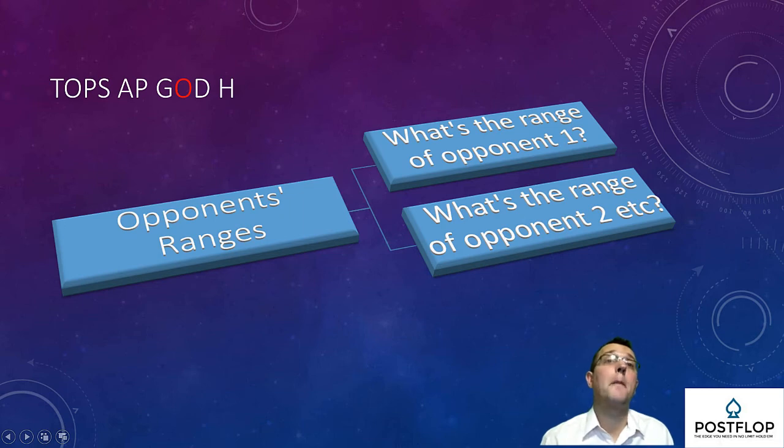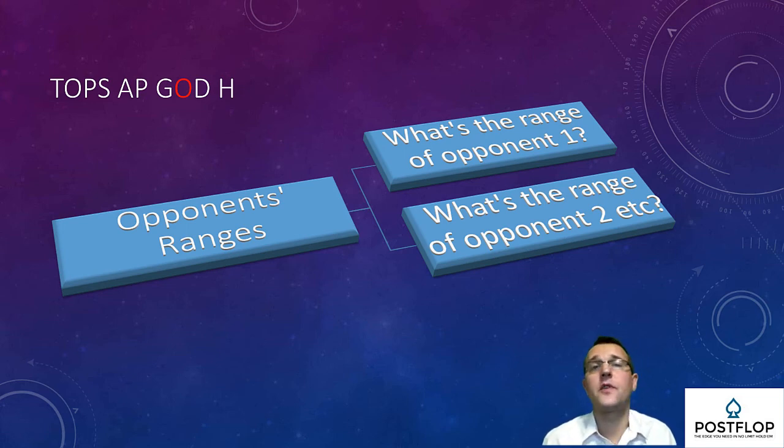O is for opponents' ranges. Having considered the optimal ranges for our opponents and ourselves, we now put them to one side and think about our specific villain. Is he tight? Is he loose? What would he raise with here? If you're not sure, you can skip this part and stick with an optimal range. If there's more than one opponent, don't forget to go through the process for each of them.